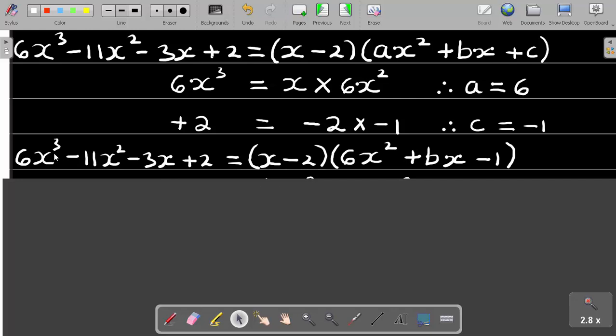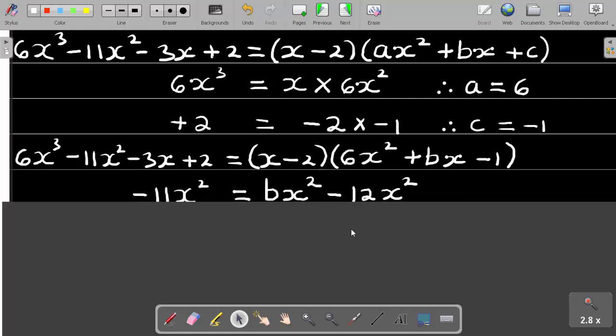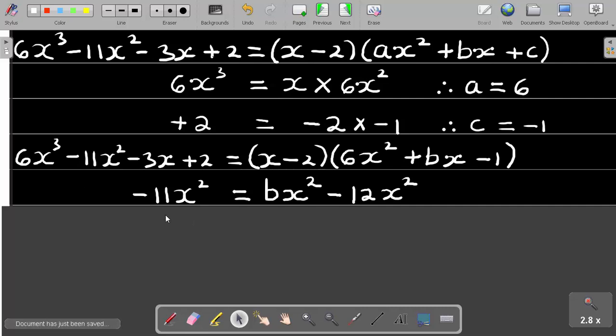After getting the a and the c, now I write my function: 6x cubed minus 11x squared minus 3x plus 2 equals x minus 2 into 6x squared plus bx minus 1. Okay, so what do I do here? Now I find the value of b by using the coefficient of x squared. So if you check here, this is negative 11x squared. That's why I put it here all together. How can I get x squared this side? I have x multiplied by bx, it gives me bx squared. Also negative 2 multiplied by 6x squared gives me negative 12x squared. All together, this negative 11x squared, what about this side?